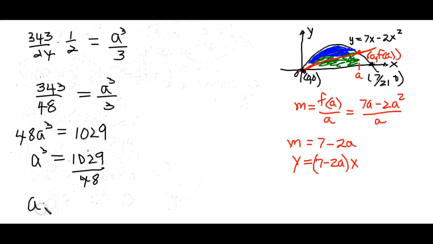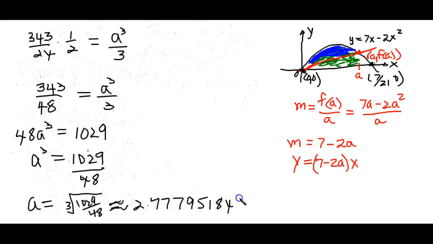Of course, a is going to be the cube root of this, and that value is going to be approximately 2.777951841. Notice I didn't round. In this problem, they don't ask us to round any digits. So, to make sure you get the answer correctly, I would recommend that you don't round unless they specifically ask you to round. Now, we're almost done.